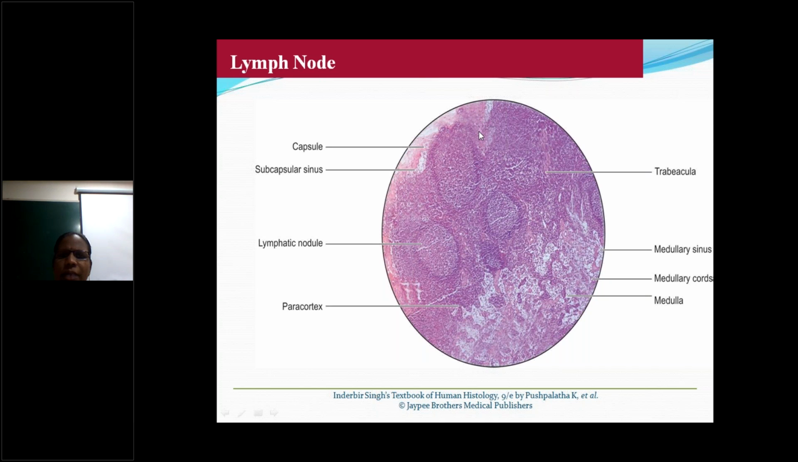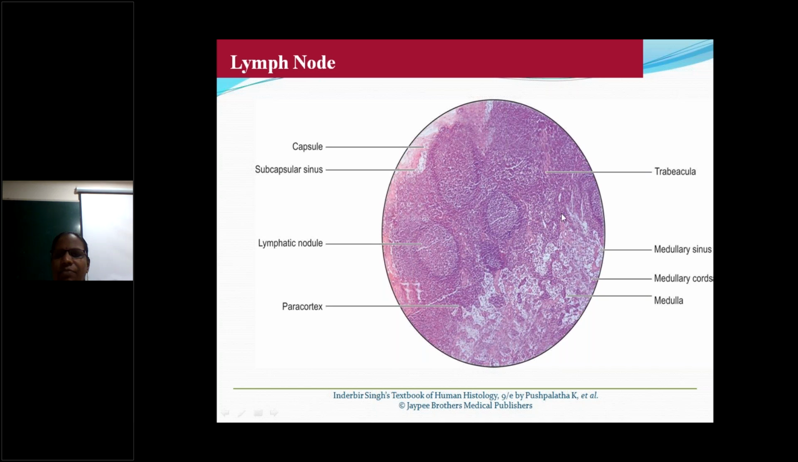From the fibrous connective tissue capsule, connective tissue enters into the node. That part we call the trabeculae. By the presence of trabeculae, the node is divided into a number of lobules. What is a lobule? The part present between 2 trabeculae. And below the capsule, the subcapsular sinus is present. That is about the capsule part.